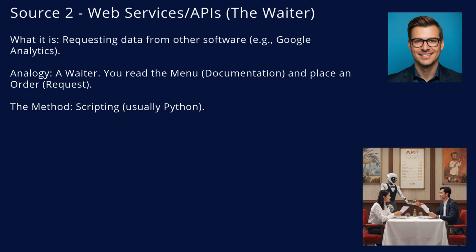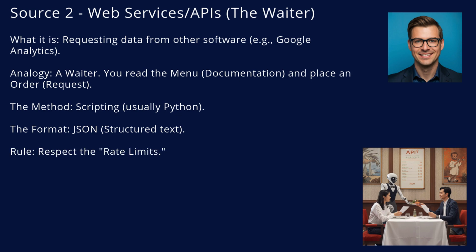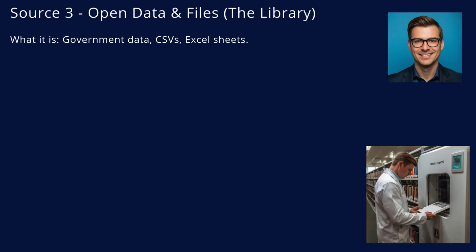The waiter takes your request, gets the data, and brings it back to you. The data is almost always in a structured text format called JSON, which is very easy for a programming language to read. It is a very logical, rule-based process of request and response. The third category is open data and files.